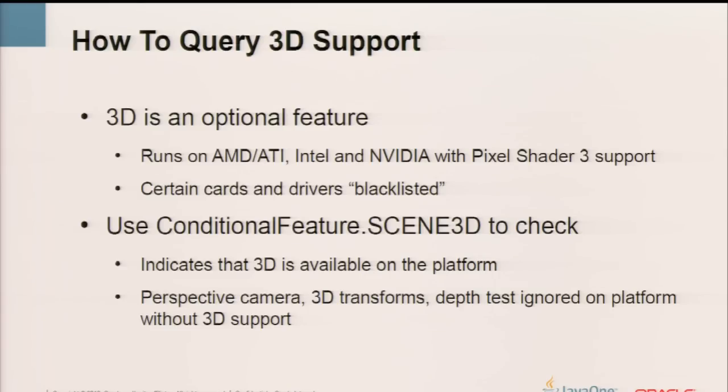It's always in the API, but you have to query it if you want to be sure that it's actually going to be there at runtime. And the way we provide that is by having a conditional feature, and that's scene 3D is the conditional feature bit that you would check. And that indicates that 3D is available on the platform, which means a whole bunch of things. It means your perspective camera, which we'll talk about in a minute, is available. It means your depth buffer is going to be available. And it means our 3D geometry, which we'll talk about later, is available. So in the absence of this, you can't reliably use 3D.